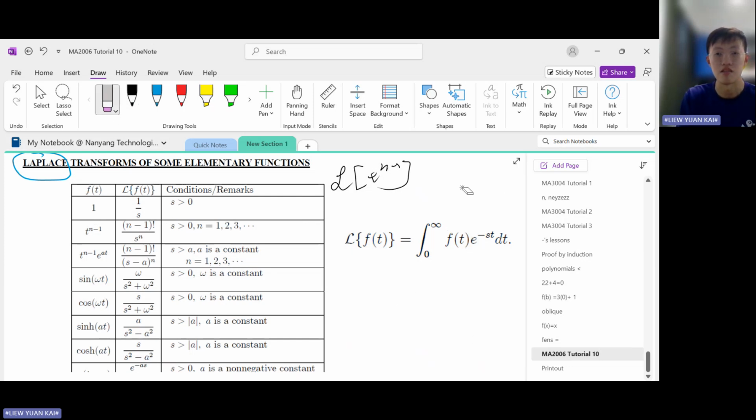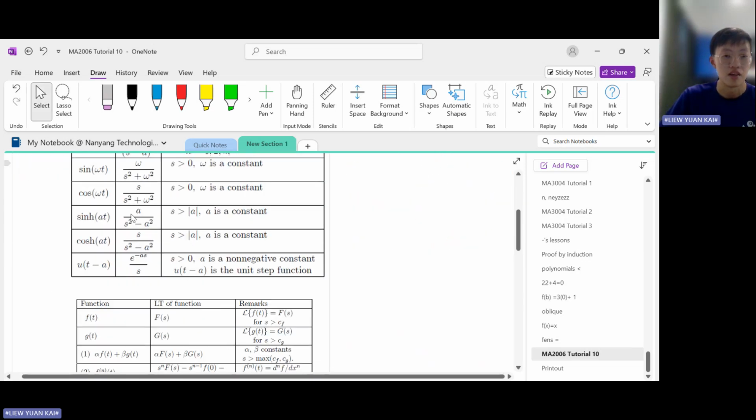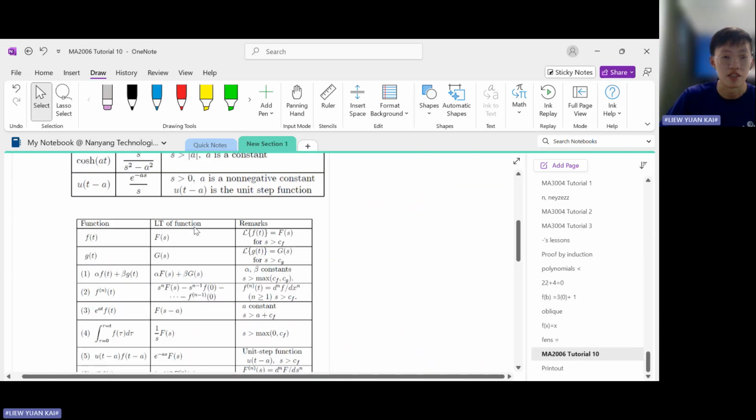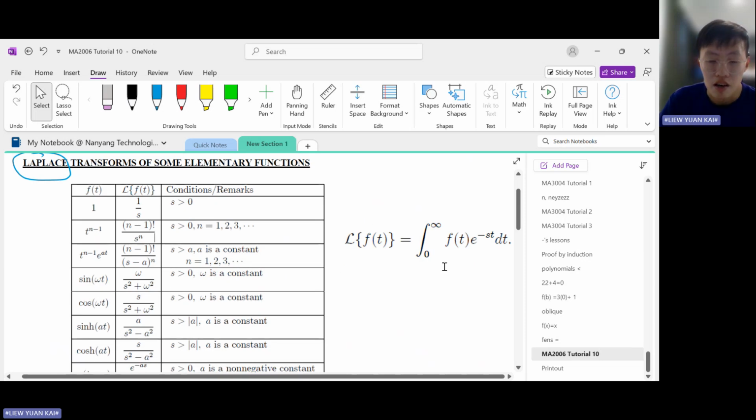But our interest is not the derivation of this. Our interest is how to make use of this table. This has already been obtained by the mathematician, and what we need to do is apply these results. So we don't need to know how to obtain them.